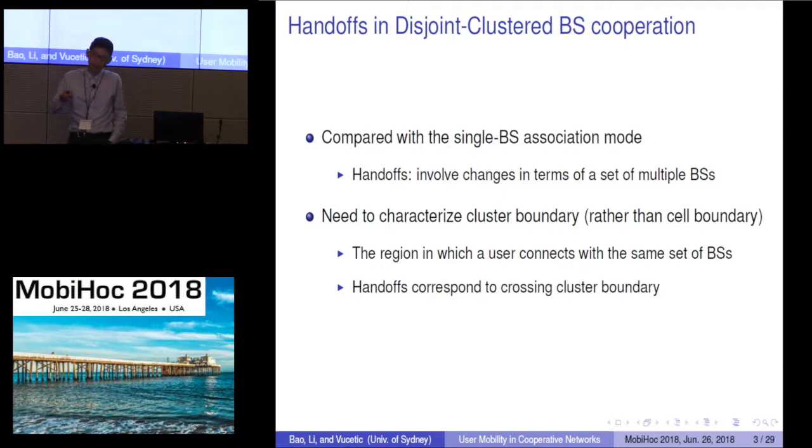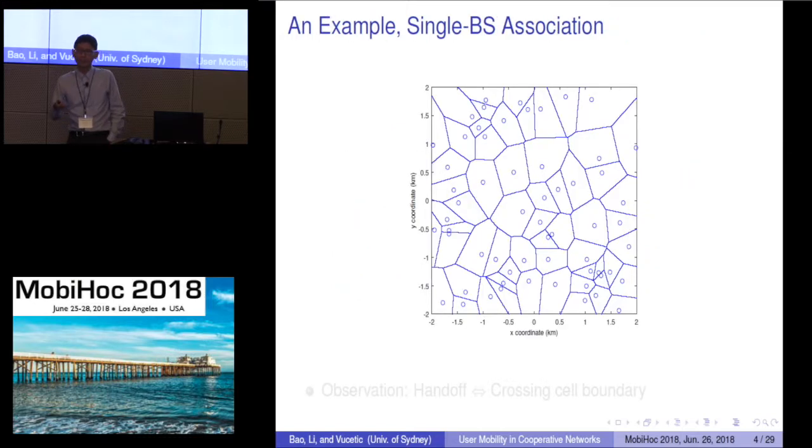Here, a cluster is the region where a user connects to the same set of base stations. If I'm covered by this set of base stations, I'm in this cluster. And if I cross this cluster boundary, I make a handoff. So the handoff corresponds to the crossing of the cluster boundary. Let's see some examples.